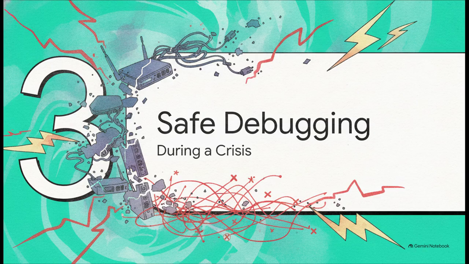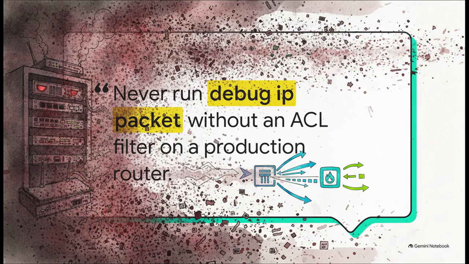Okay, Section 3, Safe debugging during a crisis. This is dangerous territory, where an unstructured approach can literally destroy whatever's left of your network. You really need to take note of this massive warning. Debugging provides real-time output of what is happening inside the router, which is incredibly powerful. But if you run an unfiltered debug IP packet on a busy production router, it traces every single packet. The sheer volume of output will completely saturate the device's CPU. You will literally create a brand new self-inflicted outage right on top of the one you are already trying to solve.